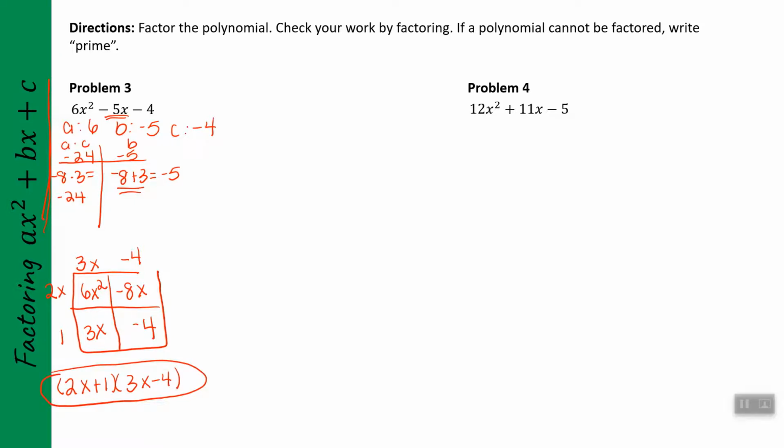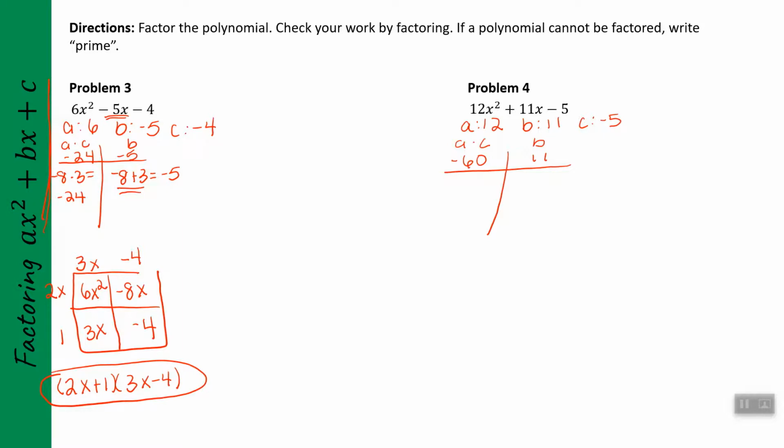Okay, moving on to the next example. A is 12, B is 11, C is negative 5. Okay, so I'm going to go ahead and make my table here. The left-hand side is A times C. 12 times negative 5 is negative 60. And then B is 11. So what two things multiply to negative 60 and add up to 11?